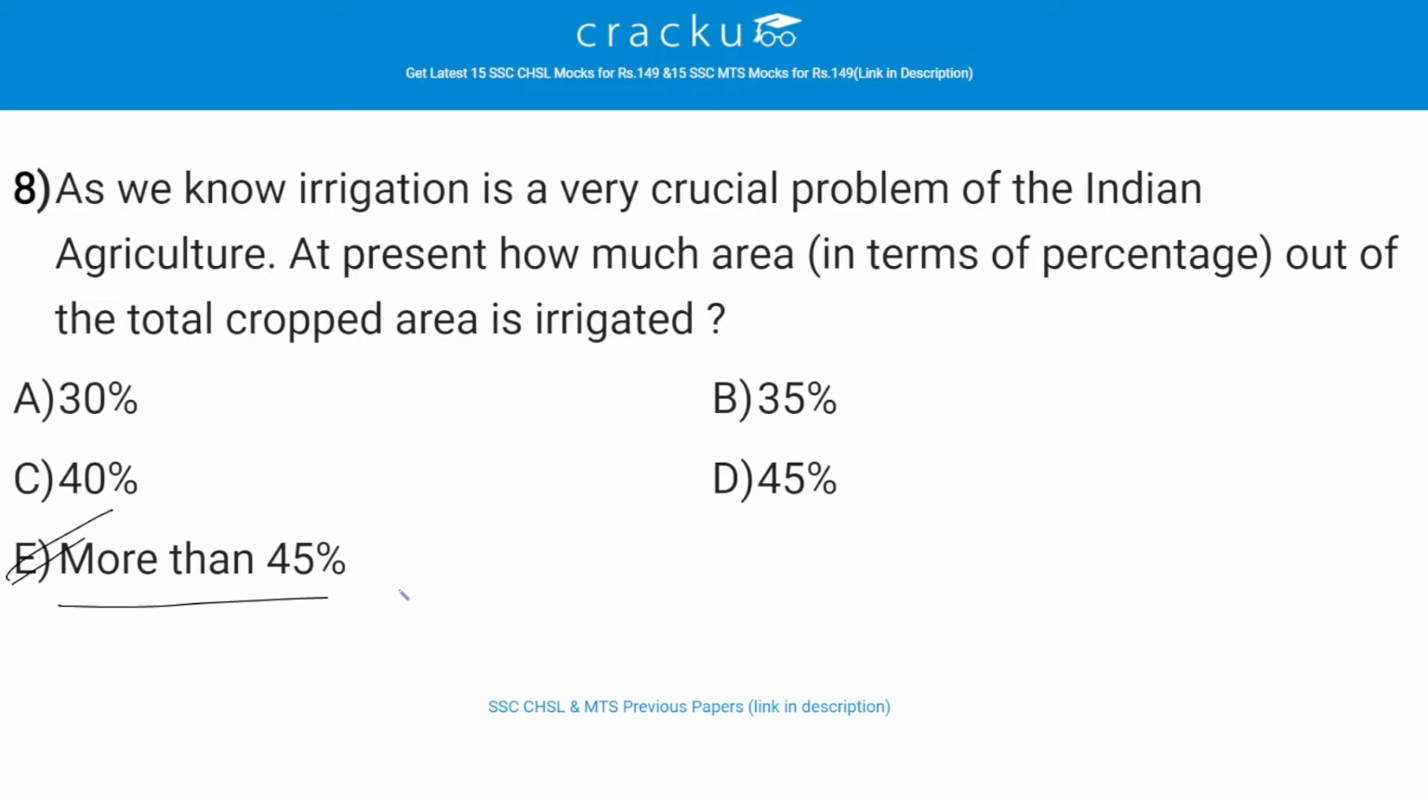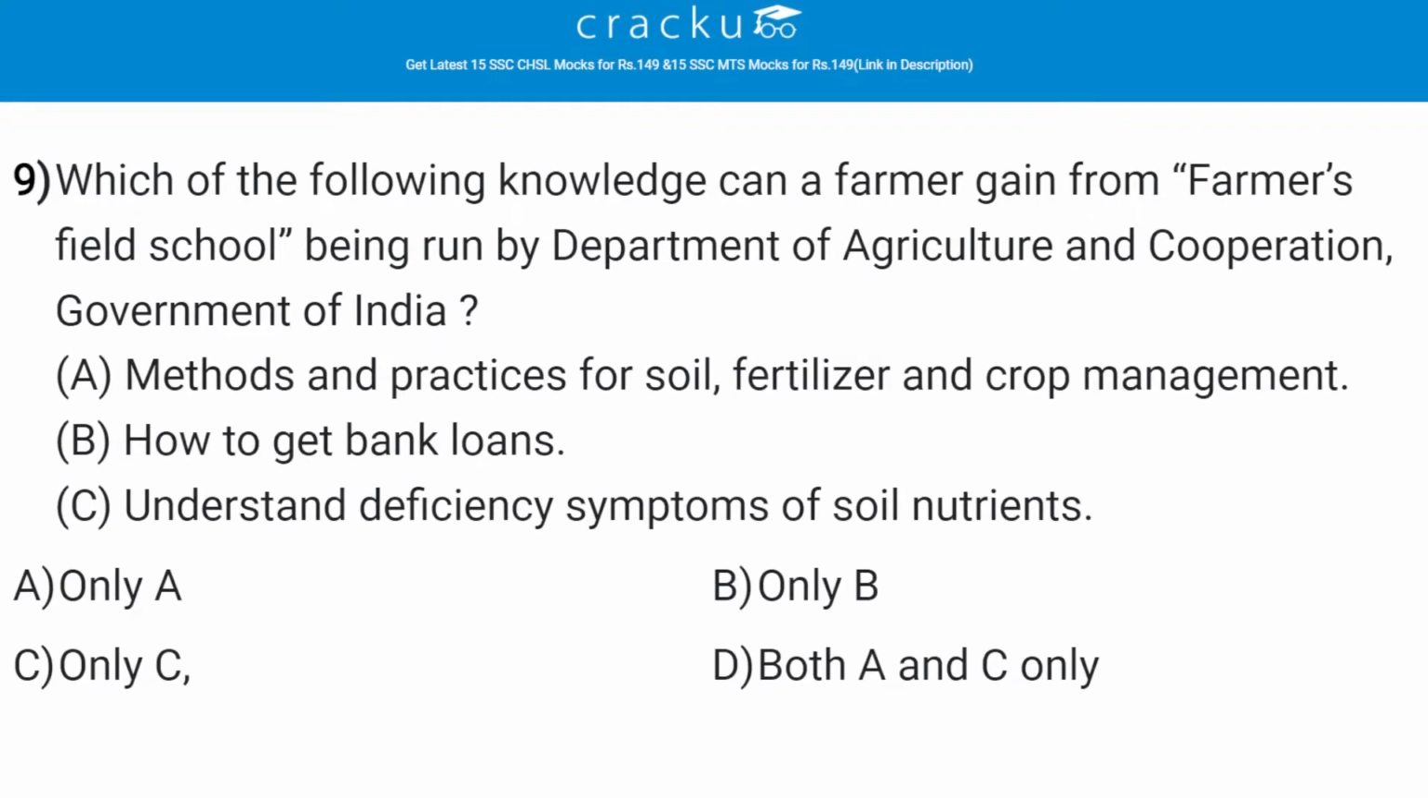Which of the following knowledge can a farmer gain from Farmers Field School, being run by the Department of Agriculture and Cooperation, Government of India? The correct answer is D, that is both A and C only. So, the A point is methods and practices for soil fertilizer and crop management, and the third one is understanding deficiency symptoms of soil nutrients.